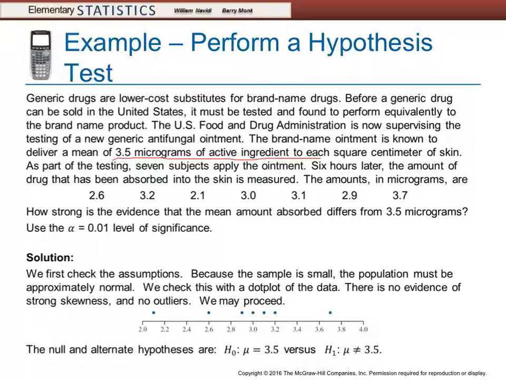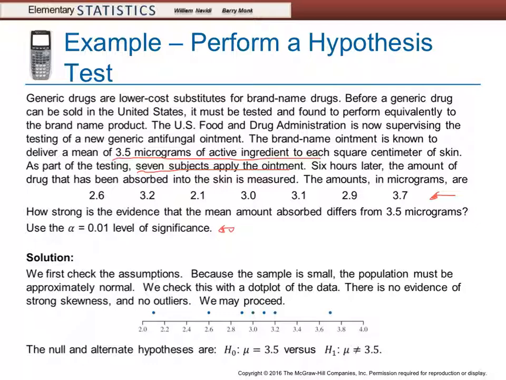As a part of the testing, 7 subjects applied the ointment. 6 hours later, the amount of drug that had been absorbed into the skin is measured, and the amounts in micrograms are the following data pieces. So here they are, and the question is how strong is the evidence that the mean amount absorbed differs from 3.5 micrograms? Use alpha at the 0.01 level of significance.